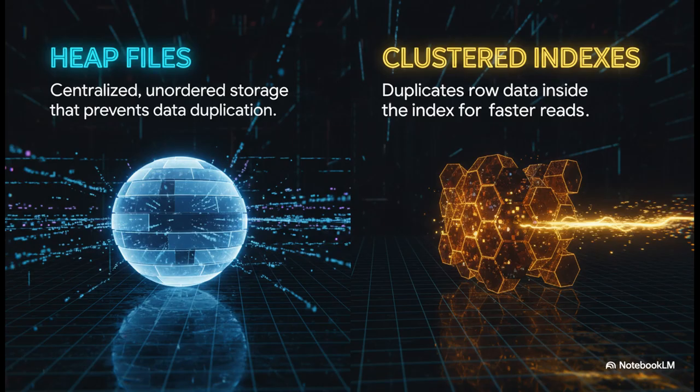But on the flip side, we have clustered indexes. A clustered index actually duplicates the real row data directly inside the index itself. MySQL's InnoDB storage engine, for example, always uses a clustered index for its primary key. Now, this drastically speeds up read times because the data is literally right there the second the index finds it. But of course, it comes at a cost. It requires extra storage space and adds a bunch of overhead on writes simply because the database now has to enforce transactional guarantees across that duplicated data.